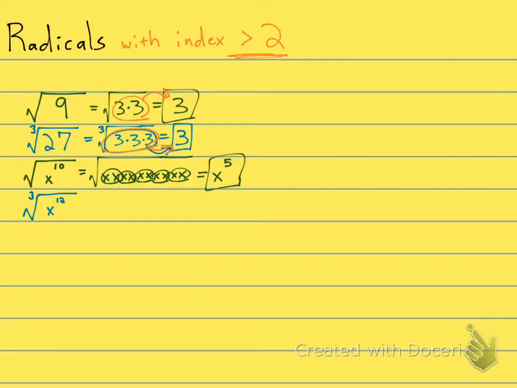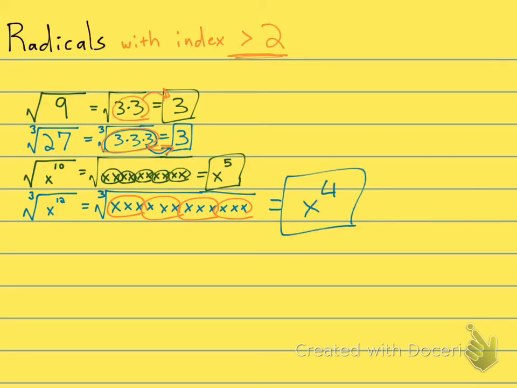Well, look at this one, the cubed root of x to the 12th. Well, now my index is 3. 1, 2, 3, 4, 5, 6, 7, 8, 9, 10, 11, 12. So if you want to show it the long way, how many groups of 3 do I have? 1, 2, 3, 4. 4 groups of 3. So my answer is x to the 4th. The cubed root of x to the 12th is x to the 4th.